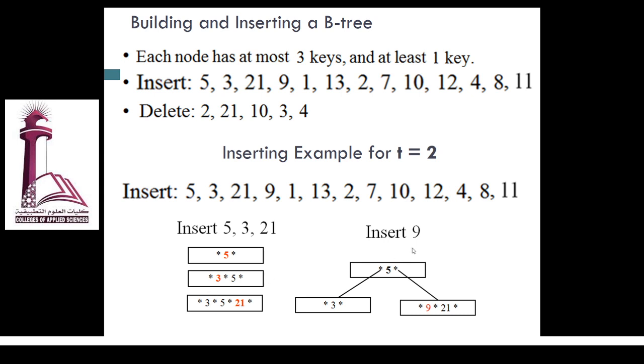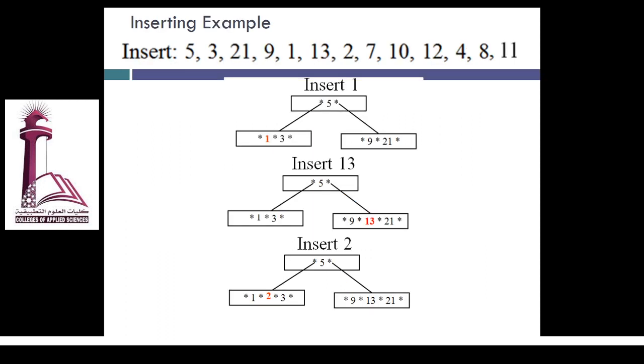And then next we are going to insert 9. So when you want to insert 9, here there is no space. So you have to move the middle up. So this 5 will become the new root. So 5 will be the root, and then 3 will be left, and then 21 will be right, and along with 21 you can insert 9, and you have to follow the sorted order. So 9, 21.